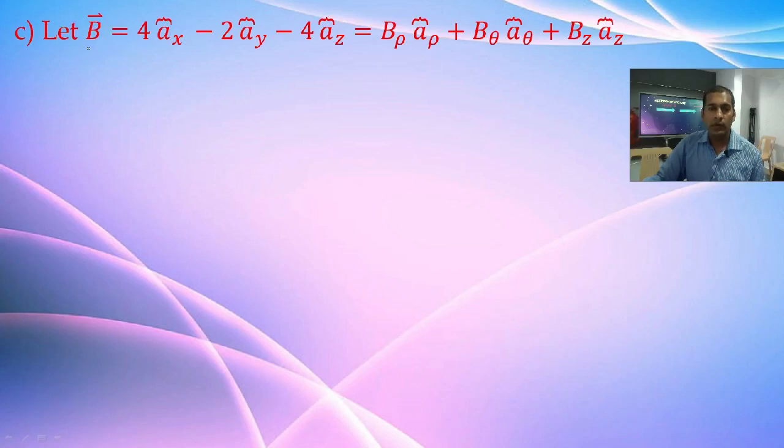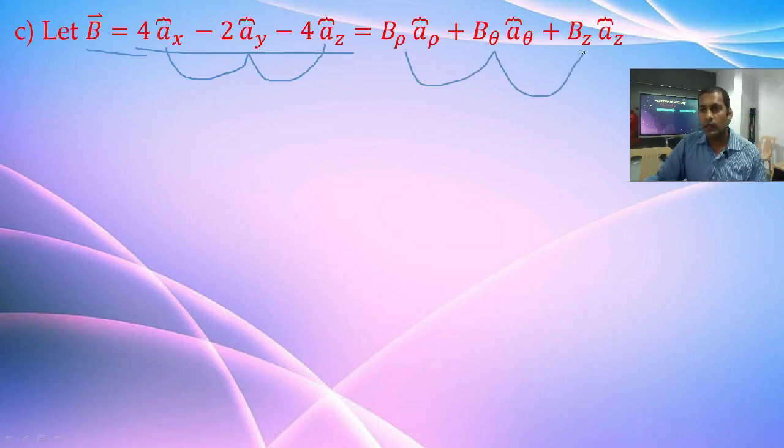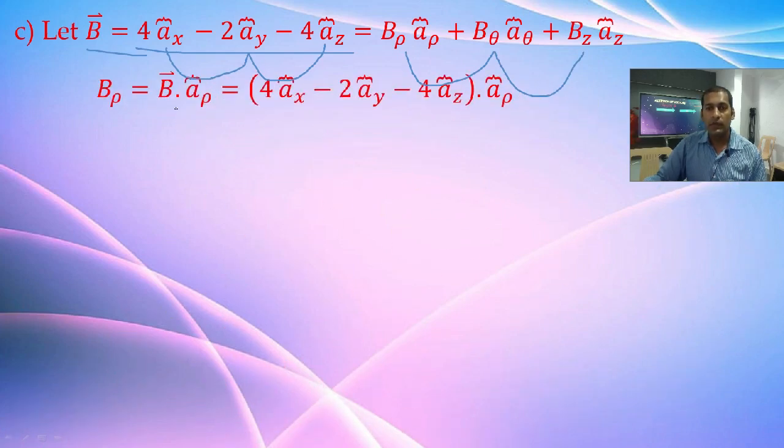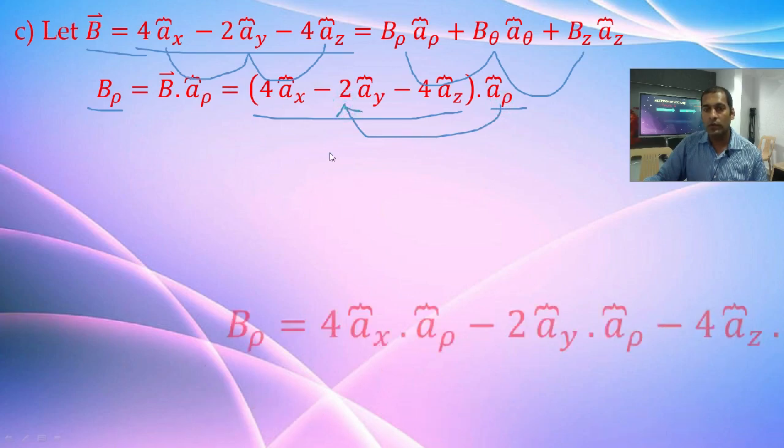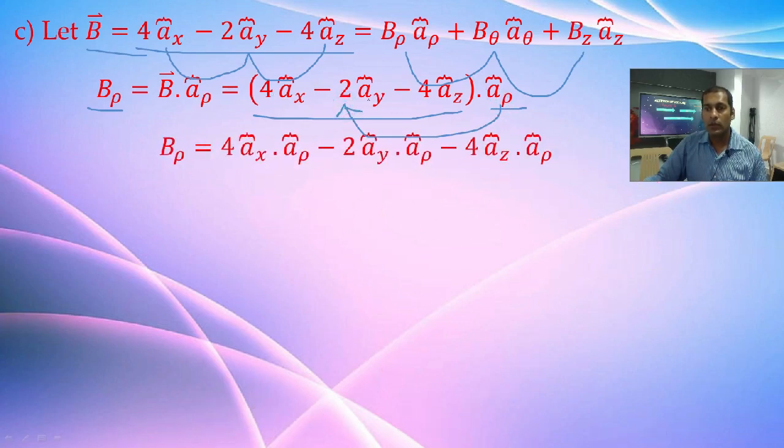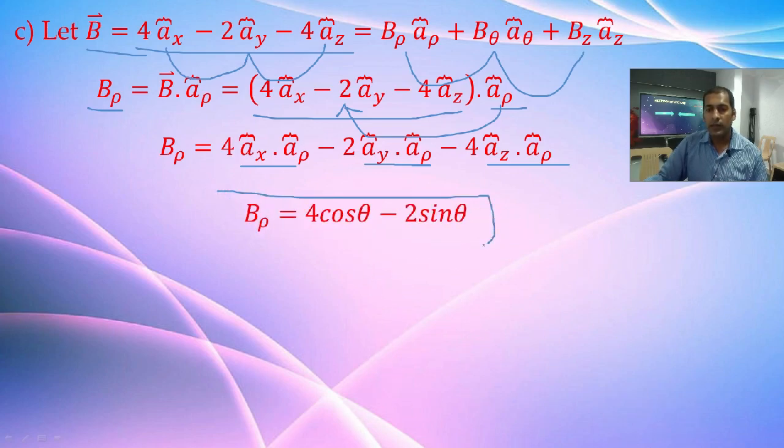Now the third one, where vector B bar is defined in terms of x, y and z. So we have to convert it in terms of r, theta and z. First step, for the r component, the magnitude into AR cap. So now we will take the dot product with each one. So AX cap dot AR cap, then minus 2AY cap dot AR cap, and AZ cap dot AR cap. From our table of conversion we get BR is equal to 4 cos theta minus 2 sin theta.